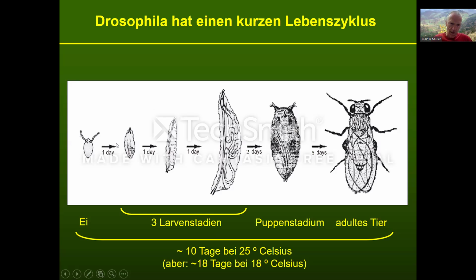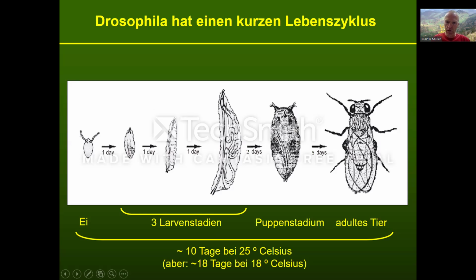Then a little larva hatches here. There are 3 larval stages, first, second, third, and you can see the size of this larva increases dramatically. During these larval stages, the larva basically sits in the food and eats and eats and eats, and everything inside grows. Then at the end of the third larval stage, the larva pupates, crawls out of the food onto the side of the container in which it grows, and pupates.